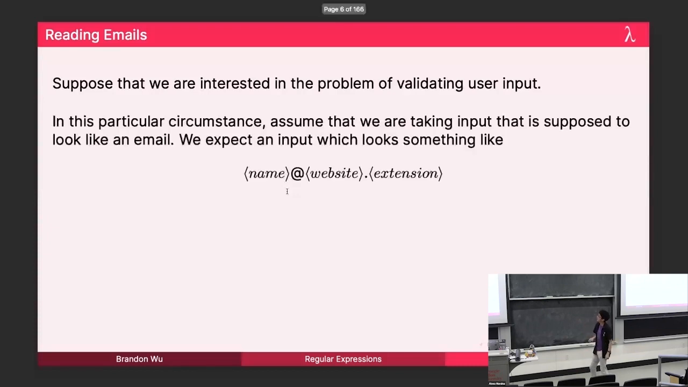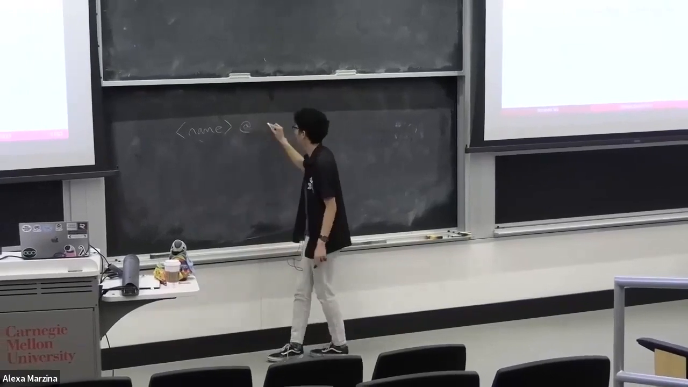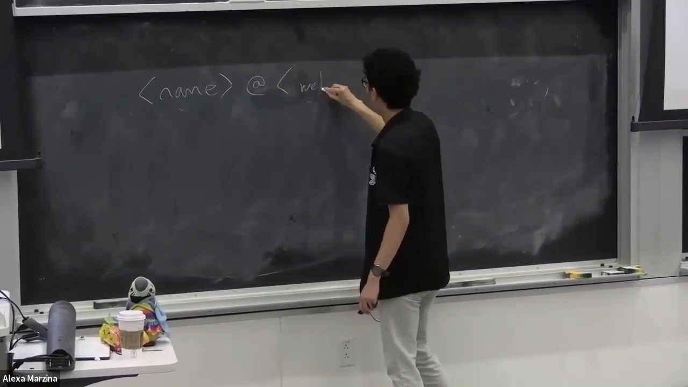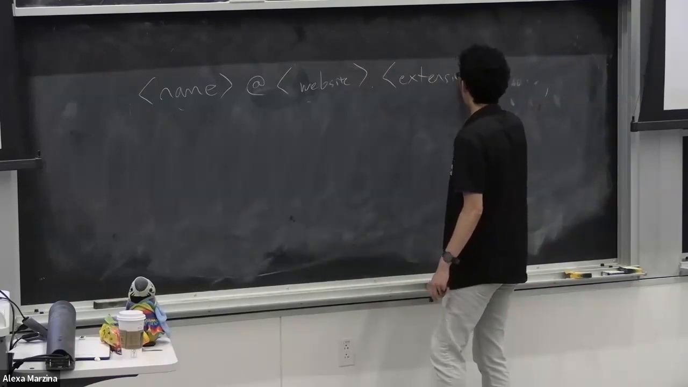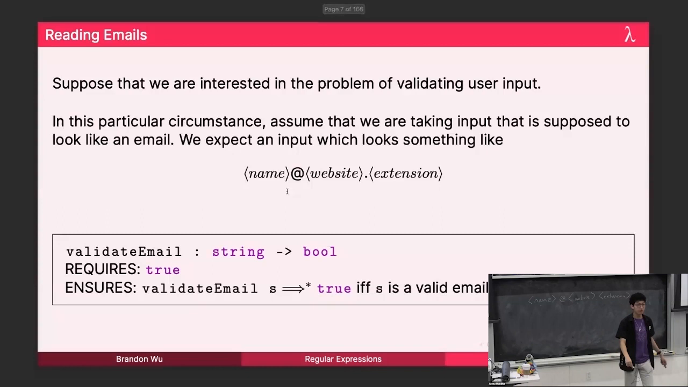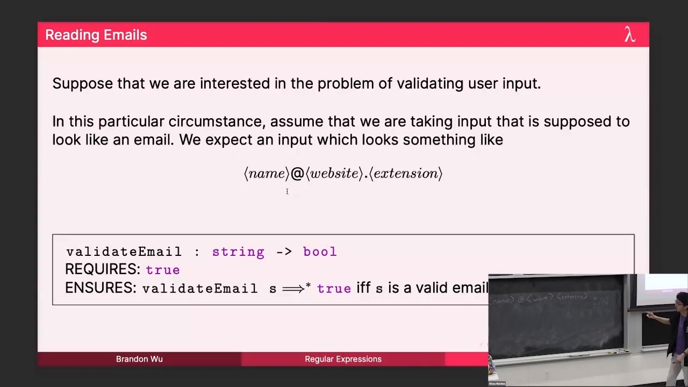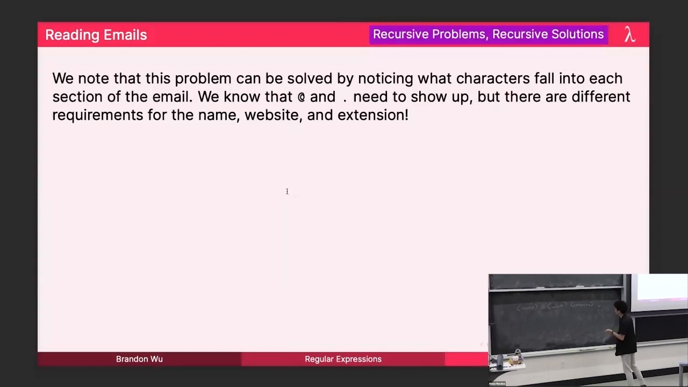In particular, let's think about as if we want to find usernames or email addresses rather. And the structure of an email address is going to look like this. It'll be name, at, website, the name of the website, and then dot and extension. And that's the structure of an email. And we want to make a function called validate email that takes in a string and tells us whether or not it adheres to this specification, if it's a valid email address. And this is dependent on a few things, which is we need to know what a valid name, website, and extension are. So I'm going to give the specification for that now.